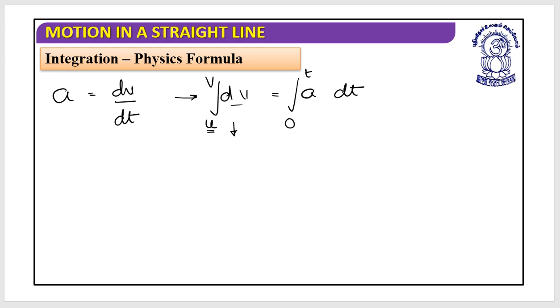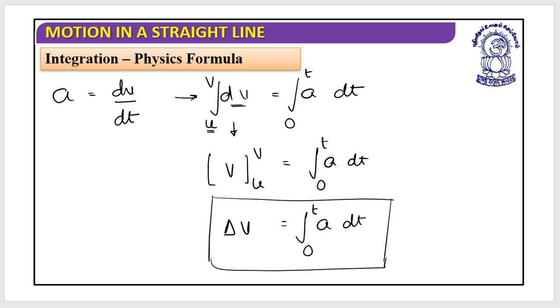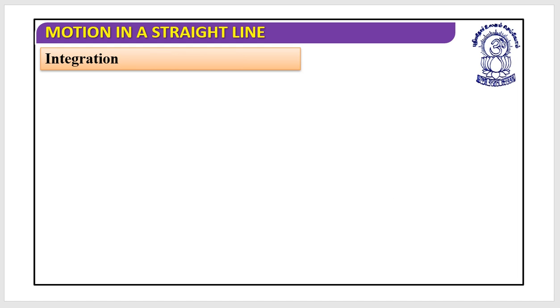So if I write it, this is the integration of dv, which is v, and I need to put the limit from u to v. This is the integration of a dt from 0 to t. So what I can write is the change in velocity, or you can write it as v minus u, is equal to the integration of a dt. If it is a definite integral, I can put the limit from 0 to t. So this is my first relation according to the physics of integration. Are you done with this? Let's look at some new formulas.